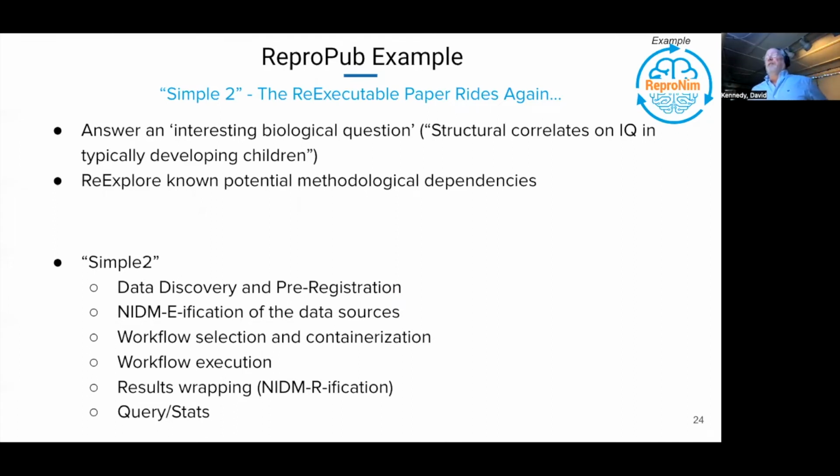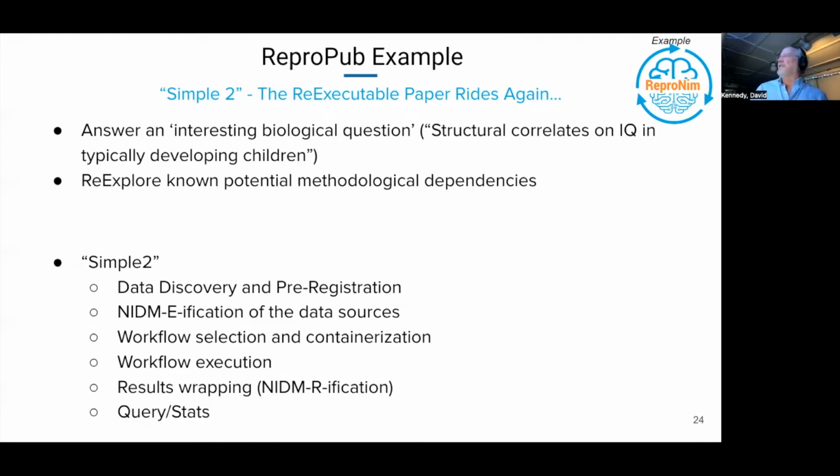That wasn't really very interesting biologically, though, so another version of a re-executable publication that we've been working on seeks to answer a more interesting biological question: the broad question of what are the structural correlates of IQ in typically developing children. So we're going to try to re-explore these known sets of observations and hypotheses, and clarify the methodological dependencies that go into such an observation.